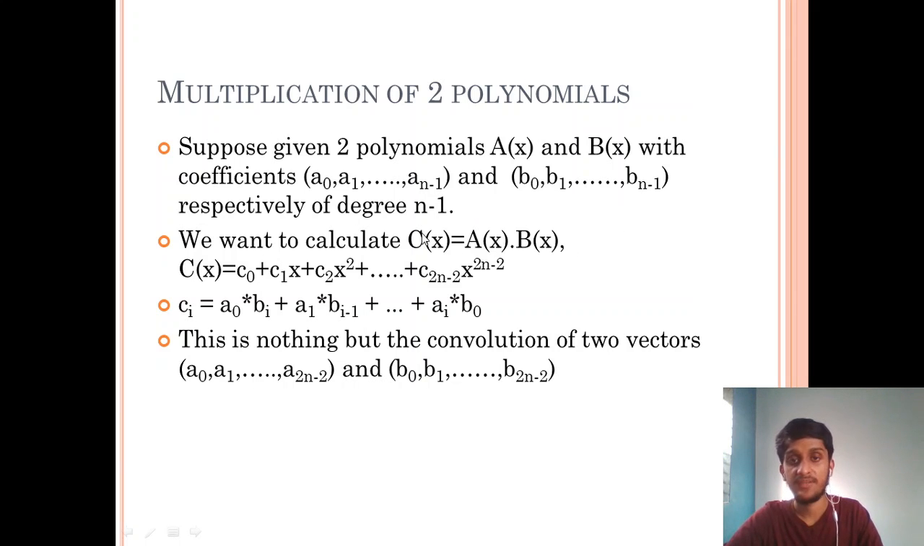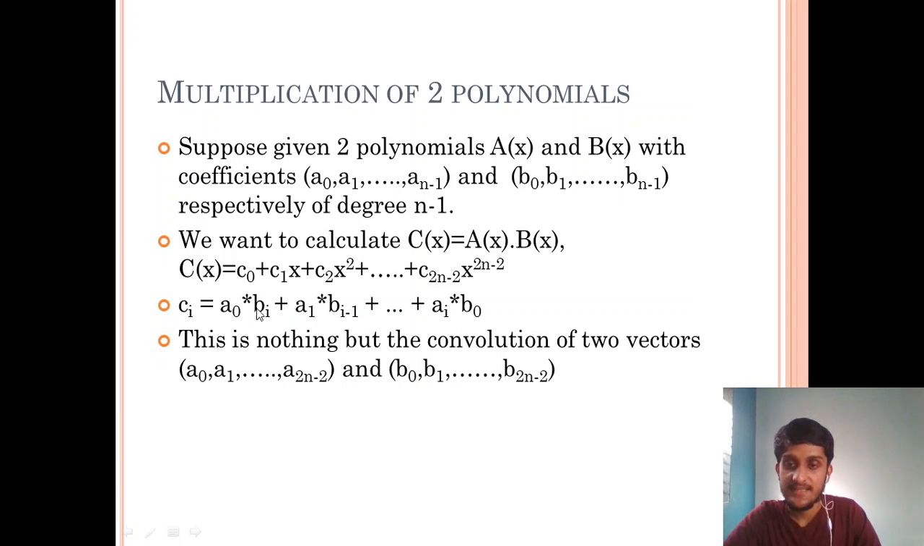So if A and B have degree n minus 1, C would have a degree 2n minus 2, right? So that would be 2n minus 1 coefficients which we need to compute. As you see, the index of these coefficients is equal to the power of the x which is multiplied. So c0 corresponds to the x to the power 0 coefficient, c1 corresponds to the x to the power 1 coefficient. So what we need is that for a coefficient with index ci, the sum of the products of a and b, whose indices add up to i, should be the sum of all such multiplications, right?